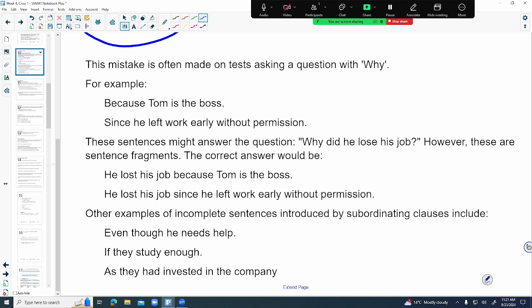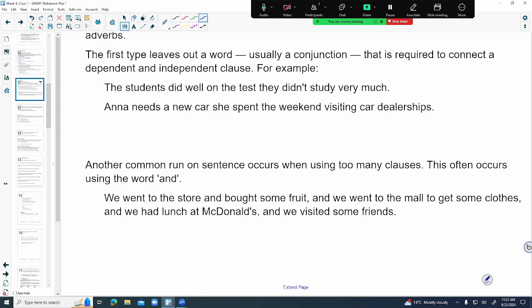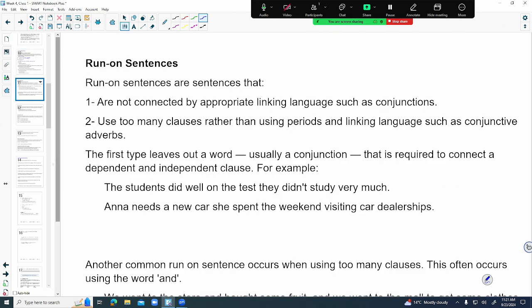Okay, so other incomplete sentence examples: "even though he needs help," "if they study enough," "as they had invested in the company." They make no sense by themselves. So we always have to make sure that we have enough information in our answers. Okay, so those are sentence fragments, parts of sentences that are not complete sentences.